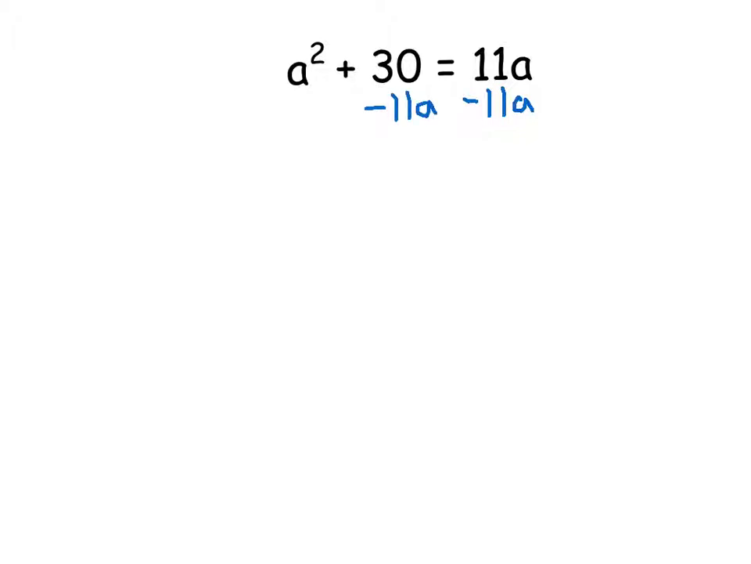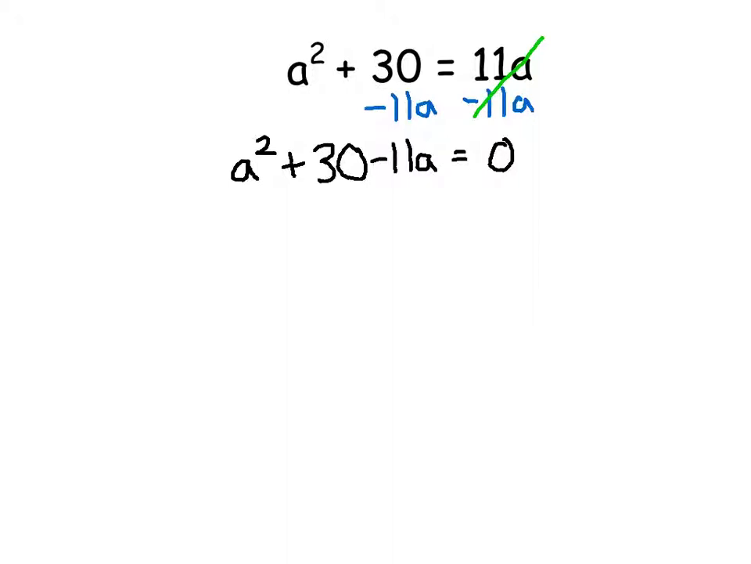Like so. Now, on the right hand side, that cancels to leave us with just 0, which is what we wanted. On the left hand side, if I just write out in order of what I see, I've got a squared, I've got that 30, and I've got minus 11a.